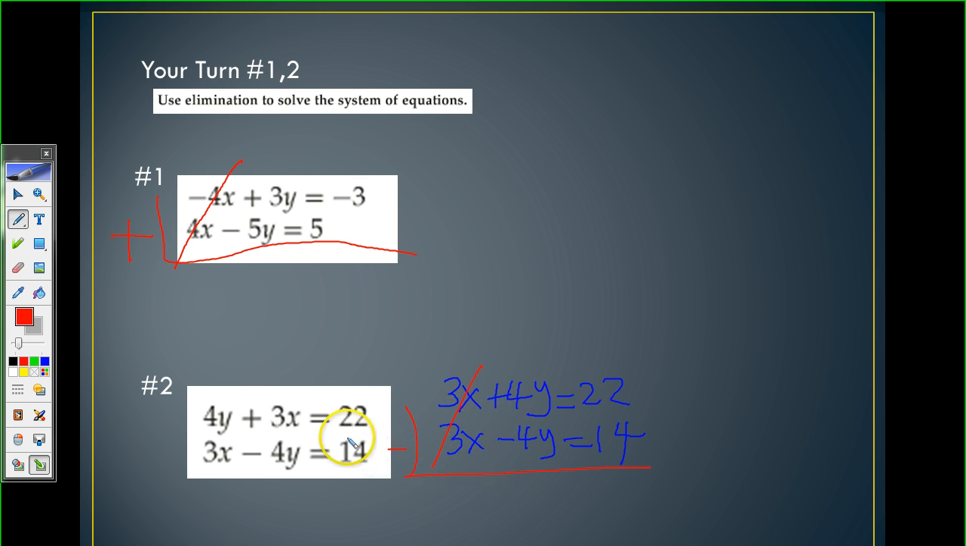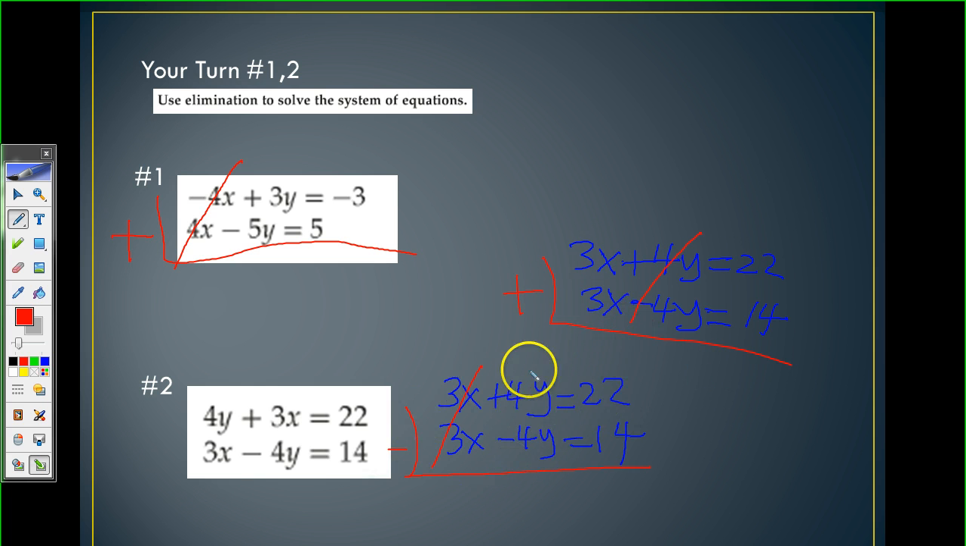Or you can do it this way. If you have the same 3x plus 4y equals 22, and then you have the same 3x minus 4y equals 14, what you can also do here is, instead of subtracting the x's, you can actually add the y's. 4y plus negative 4y would get rid of it too, and you will solve for x first.